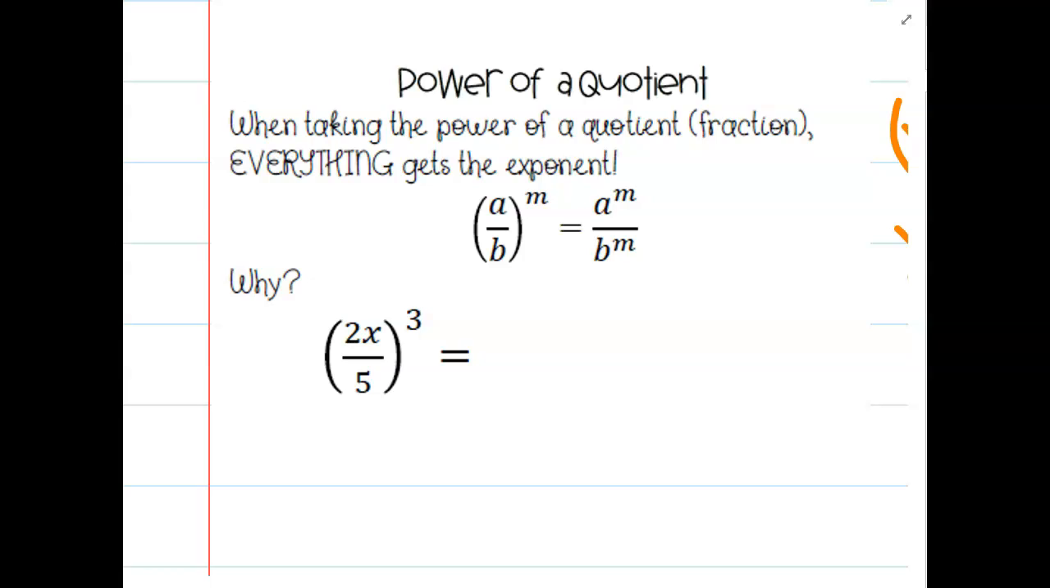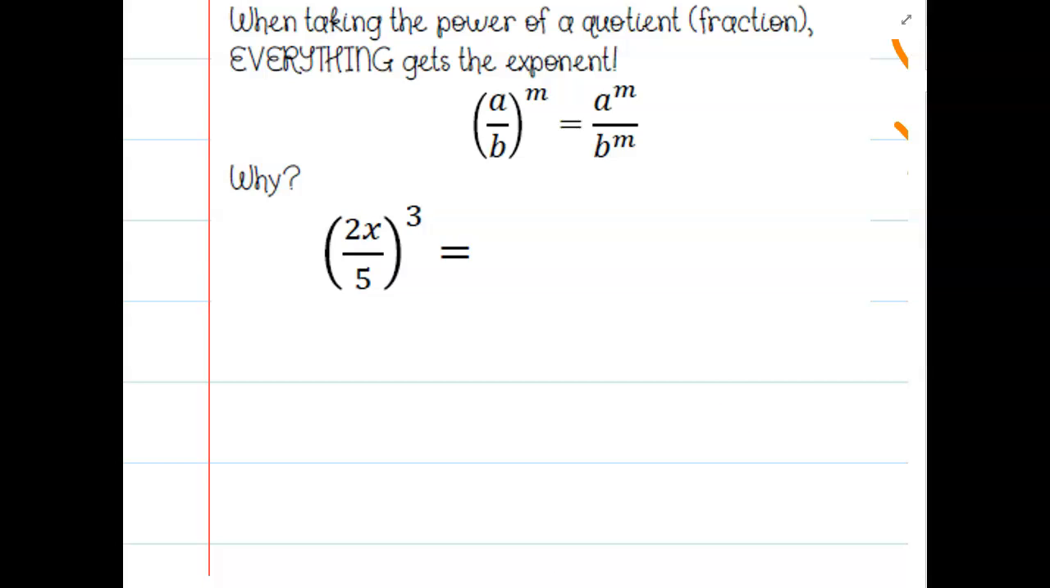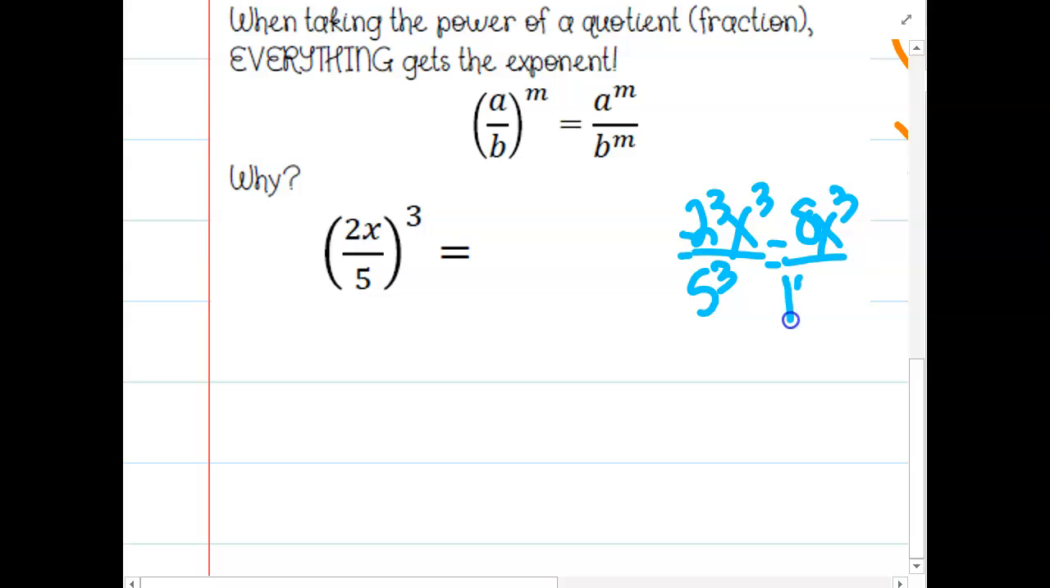So you have a over b to the n. You're going to take everything in the numerator to the nth power and everything in the denominator to the nth power. Now, kind of like we talked about yesterday, where this gets tricky and where students forget things are the numbers. So, here's the why. When you have 2x over 5 to the third power, the rule says we're going to take 2 to the third power, x to the third power, and 5 to the third power, which would be 8x cubed over 125.